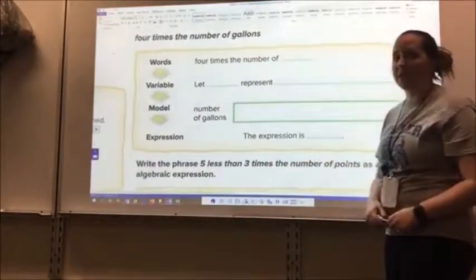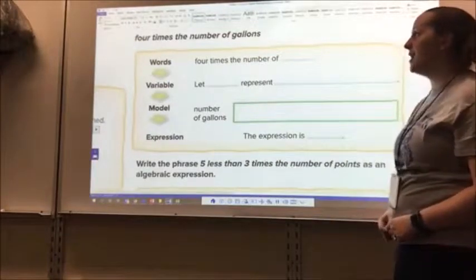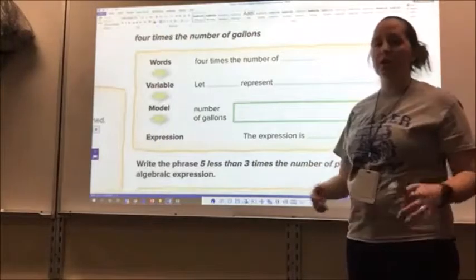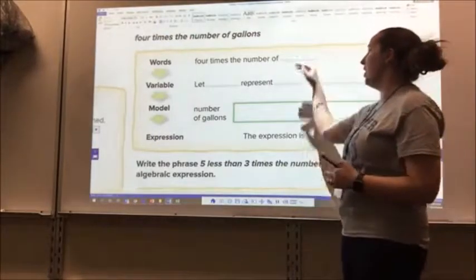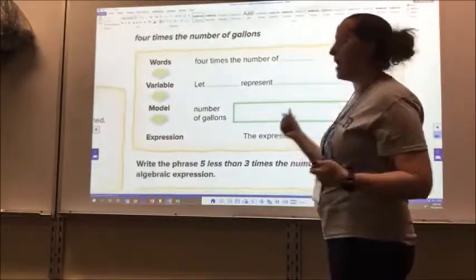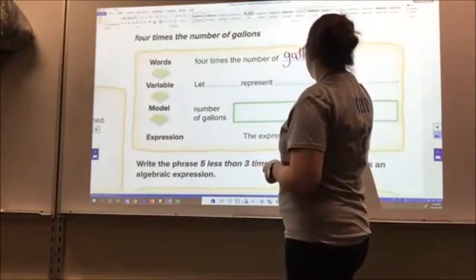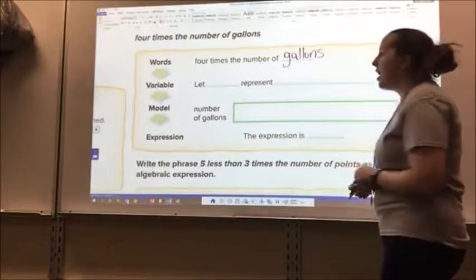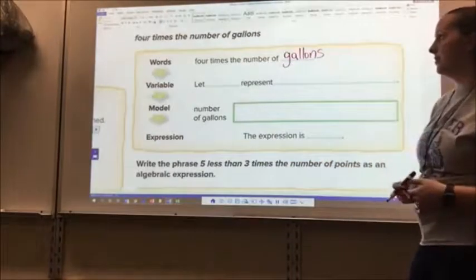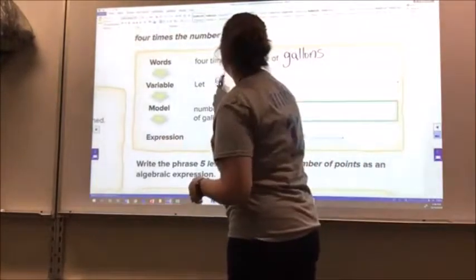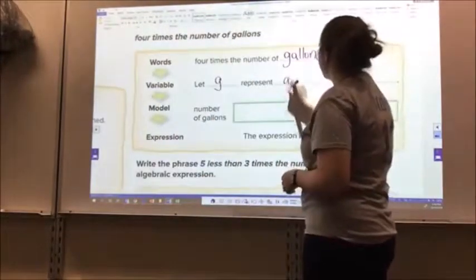All right, let's take a look at this example. It says 4 times the number of gallons. So the first thing I want to look at is the words. 4 times the number of blank. In that blank, you're going to write gallons. Now I need to pick a variable. I'm going to pick G because it represents gallons.